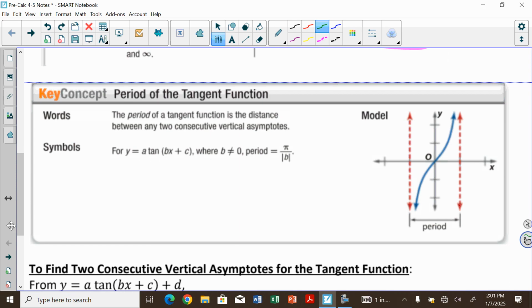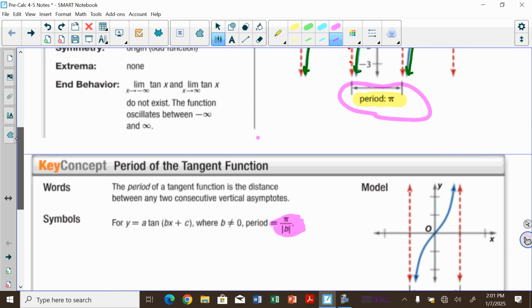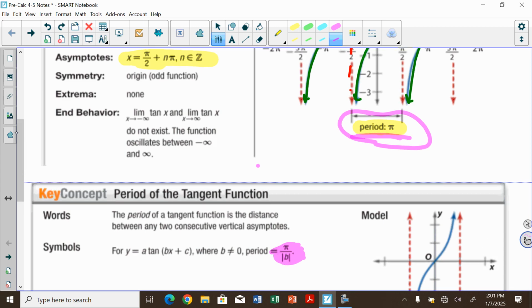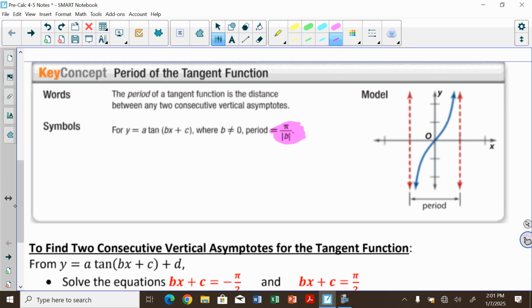So let's continue. The period of the tangent function. So I made a point that it was pi. So the period here, we can find out that it is pi over your b value. So in our parent function, the b value is 1. So that's why our period here was pi, because the b value in the parent function is 1. So it's going to be pi over the absolute value of b if you have a b value here. Okay, and our period is just between the asymptotes. That's what we're looking for, between any two consecutive asymptotes.